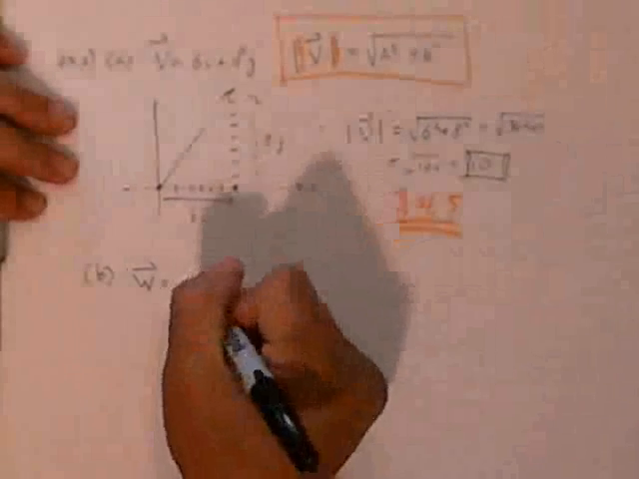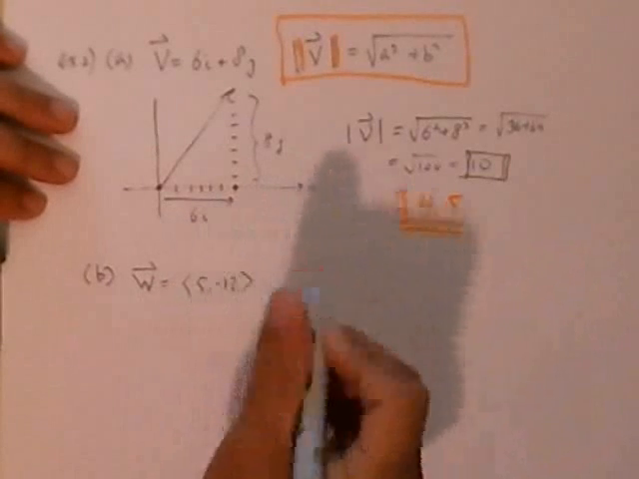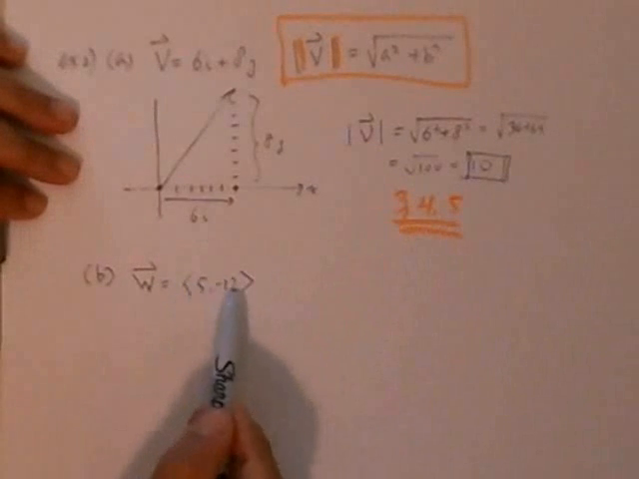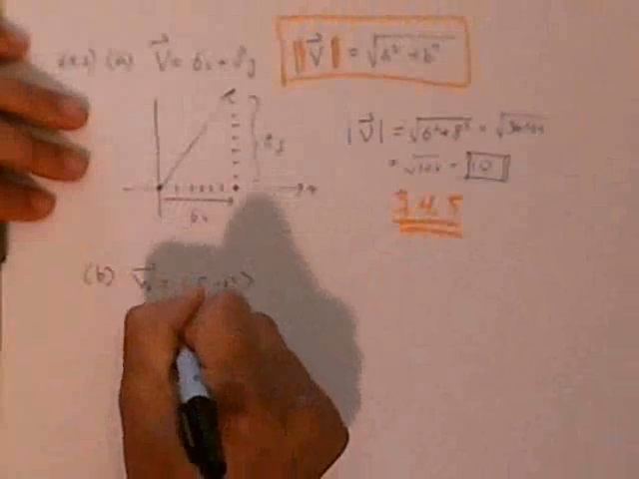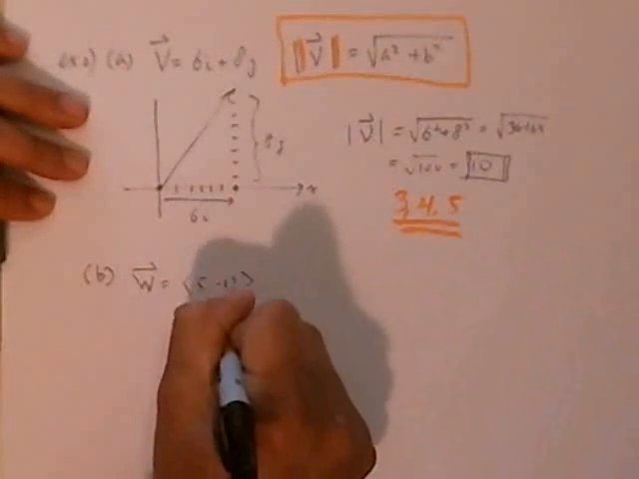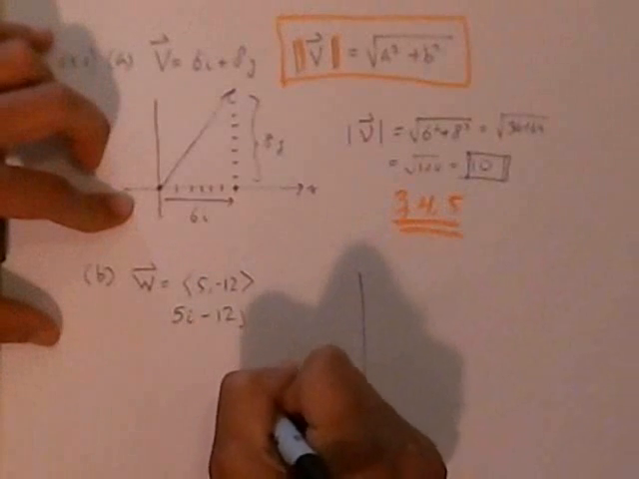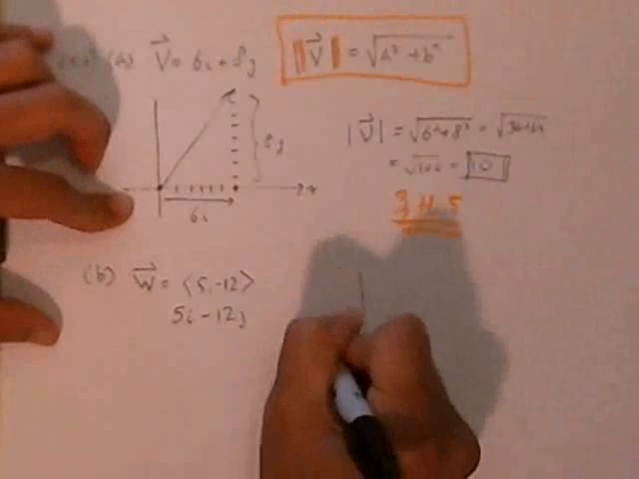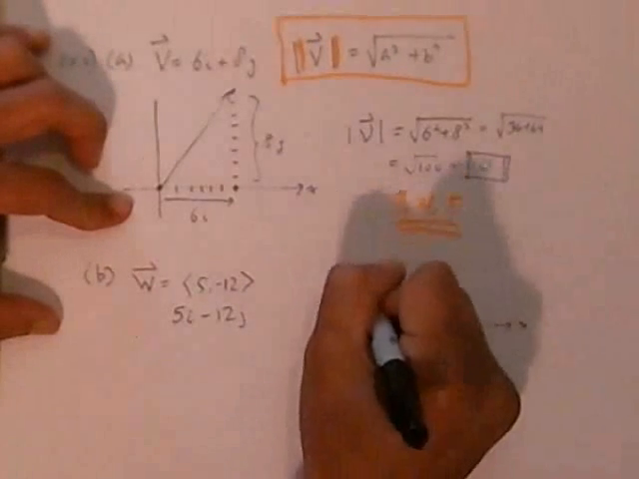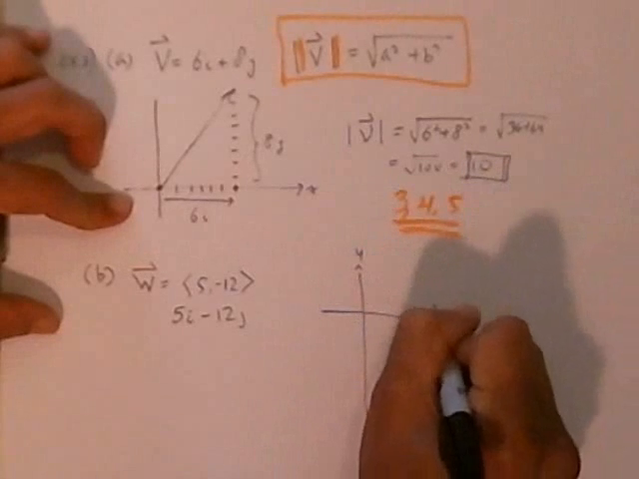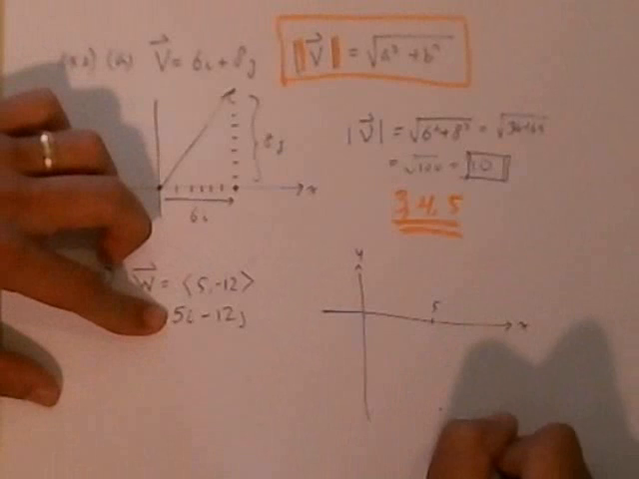So let's look at vector w, which is going to be 5 and negative 12. Remember, as I said earlier, they can use this notation. It means the same thing as 5i minus 12j. We're just going to draw it out. So here's your x direction, your y direction. It's going to go 5 in the x direction and minus 12 in the y direction.